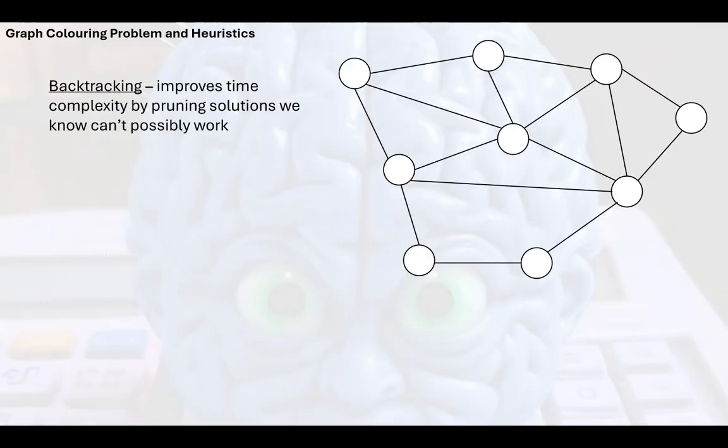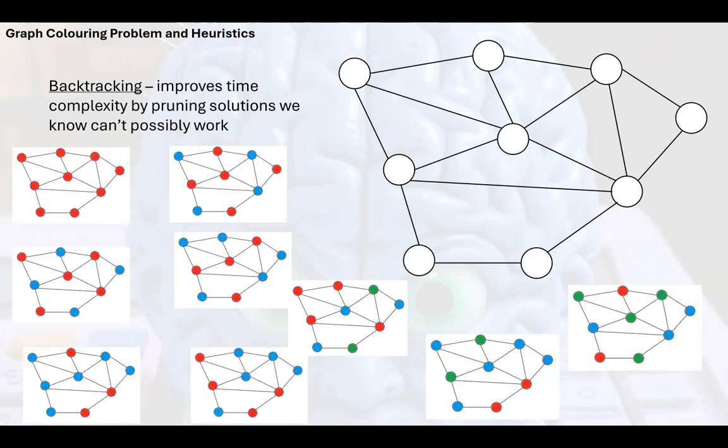How does backtracking help? Well, it improves the time complexity by pruning the solutions we know can't possibly work. So with the naive approach, a lot of these solutions just could not possibly have worked. For example, on the top left, once we have 2 adjacent red nodes, there was no point in generating all the other ones, so that was wasted time. We're going to use backtracking to prune the rest of those and go and try the next possible solution.